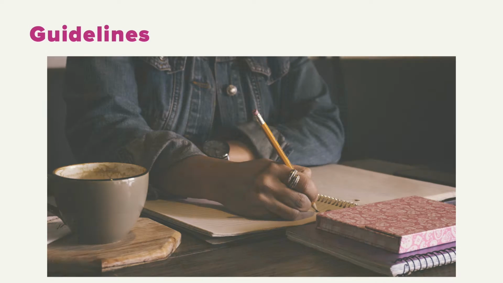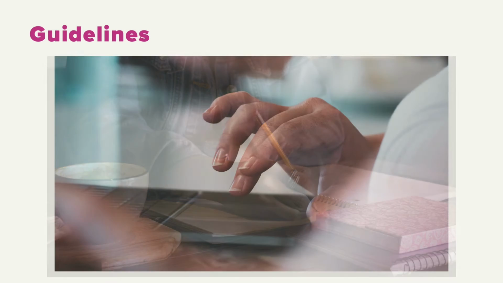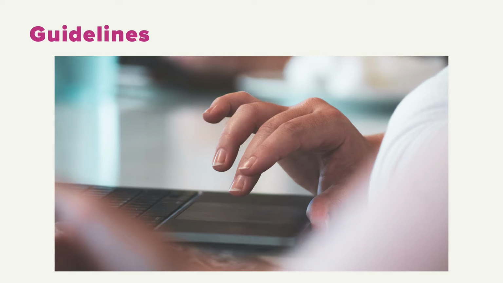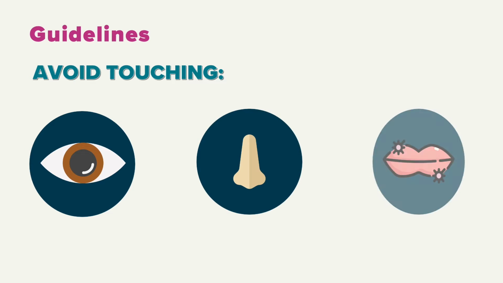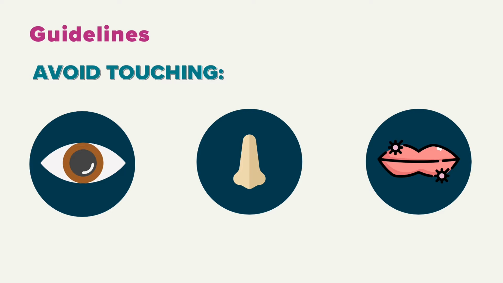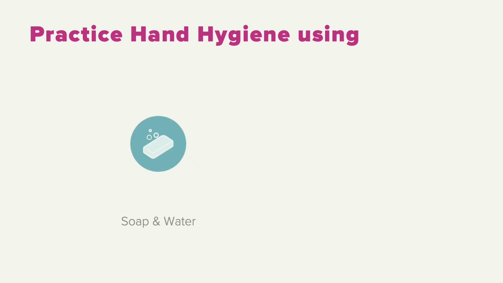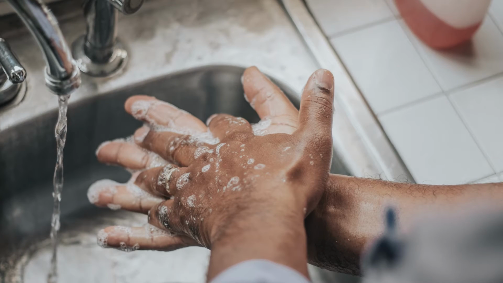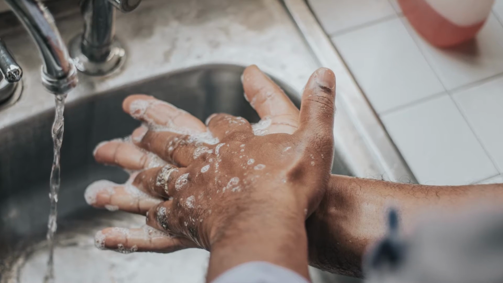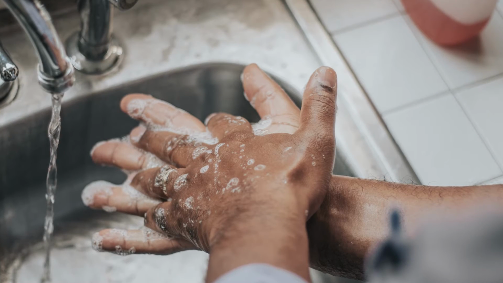Hands touch many surfaces and can pick up viruses. Once contaminated, hands can transfer the virus to your eyes, nose, or mouth. From there, the virus can enter your body and can make you sick. Therefore, avoid touching your eyes, nose, and mouth before washing your hands with soap and water or cleaning them with an alcohol-based hand sanitizer. The WHO technique recommends that washing hands with soap and water should take you 20 seconds.